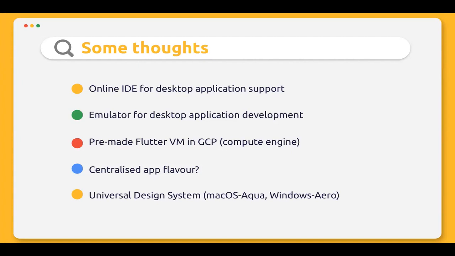So the next thing I'm thinking, right, maybe there could be some pre-made Flutter virtual machine in the GCP family, like Compute Engine, that we can just download and run. Maybe there could be a centralized app flavor for desktop. And another good thing we could have is a universal design system that handles all the UI design for Mac, for Windows, and for Linux.